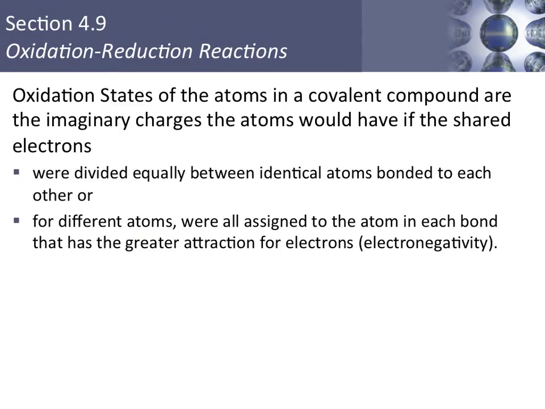To help us keep track of electrons, we assign oxidation states to the atoms in a covalent compound. These are imaginary charges that the atoms would have if they shared electrons. And we can think about two different situations. Identical atoms that are bonded to each other. In this case, the electrons would be divided equally. And if the atoms were two different atoms that were bonded, we would assign the electrons to the atom that has the higher electronegativity, the greater attraction for electrons.